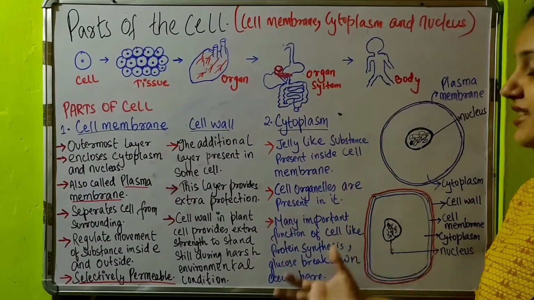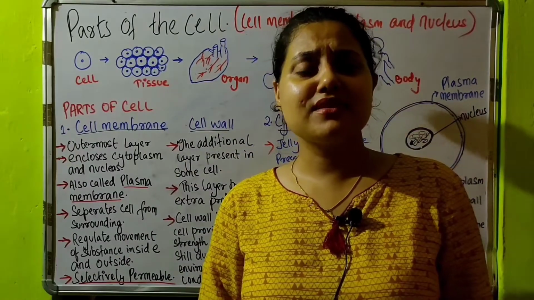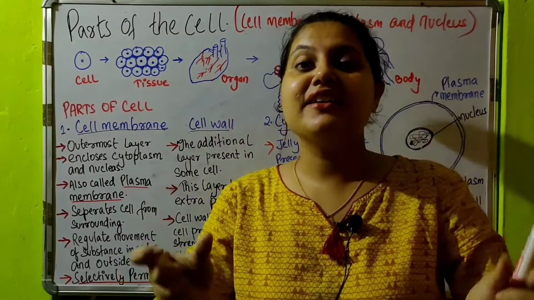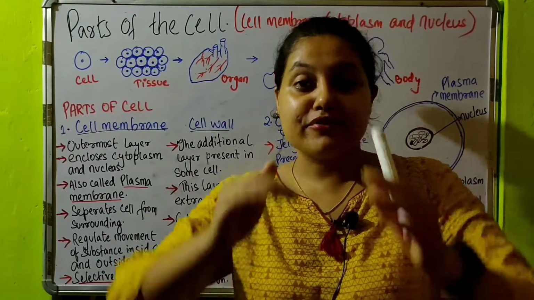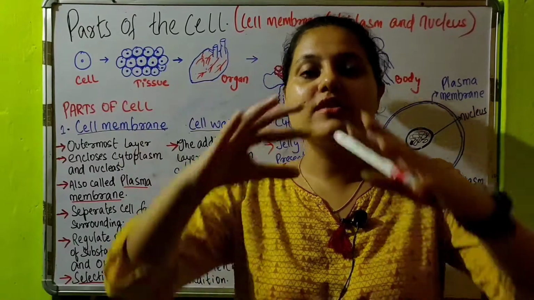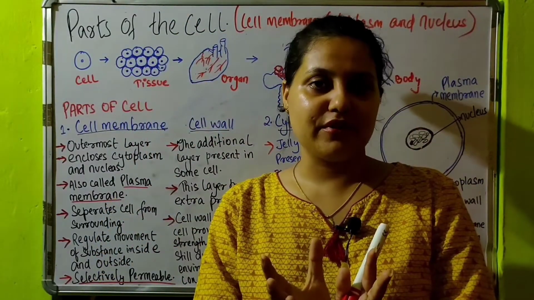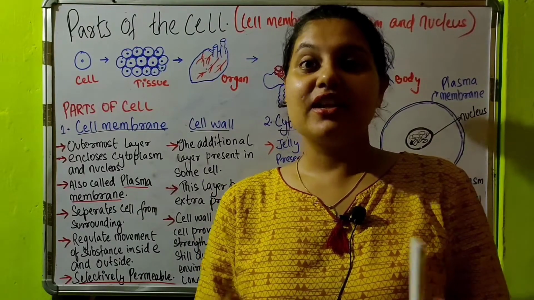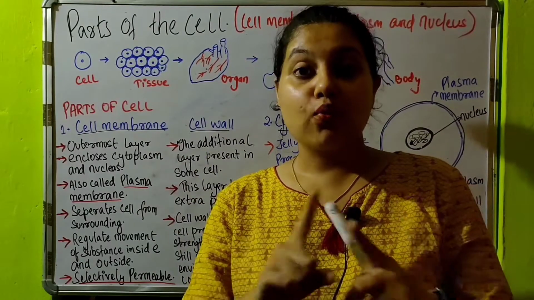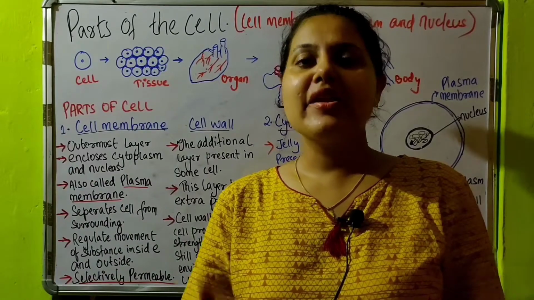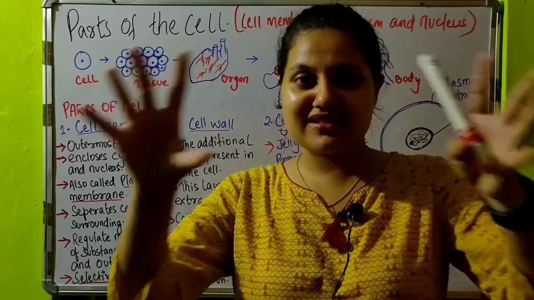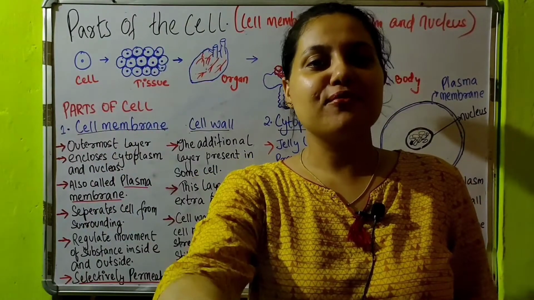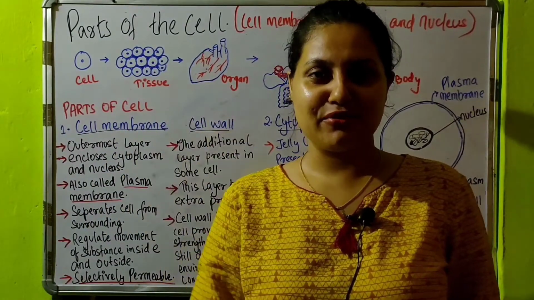Now coming to the next, cytoplasm. Cytoplasm is a jelly like substance which is present inside the cell membrane, that means which is enclosed or circled by cell membrane. You take the room of your house, and you take the wall of your house. The wall is the plasma membrane and the room inside is the cytoplasm, and in the middle of the room you have a bed, that is nucleus.